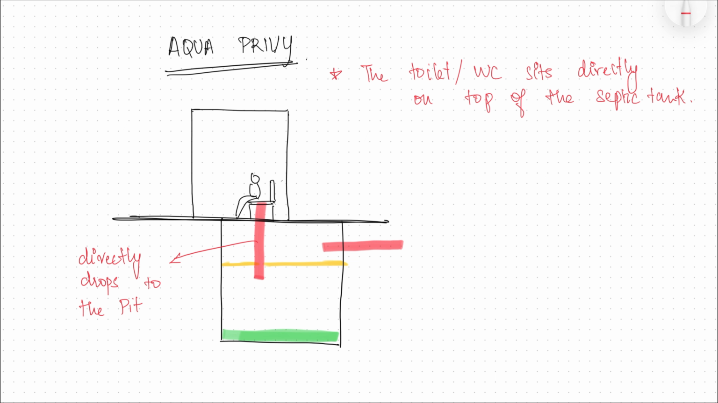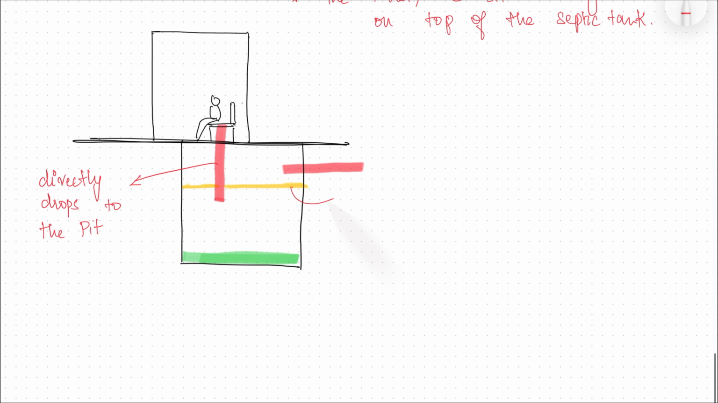Okay, again, you have your scum. This is your sludge. And there used to be two versions. In the older version, there was no soak away or soak pit. The newer version sometimes has two chambers with a baffle wall, which separates the human excreta and other watery materials, and it also has a soak pit.